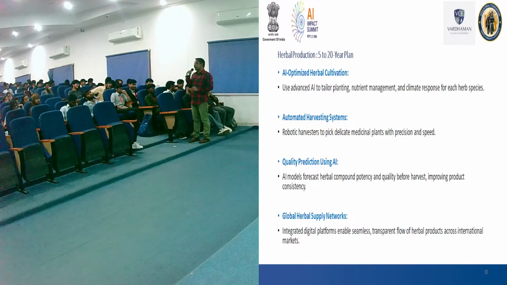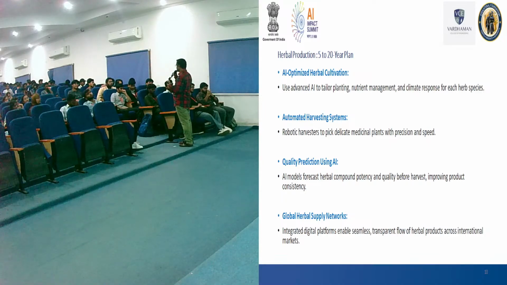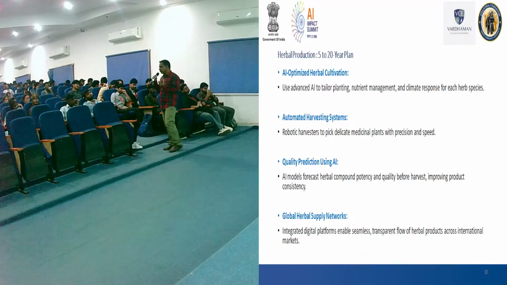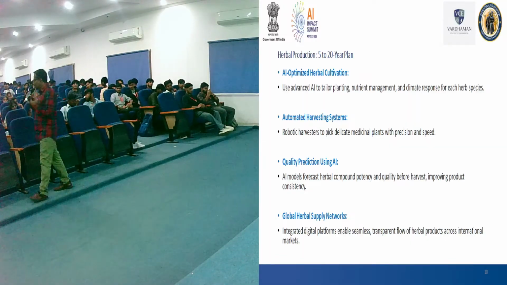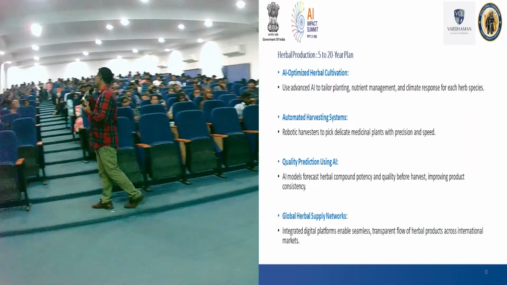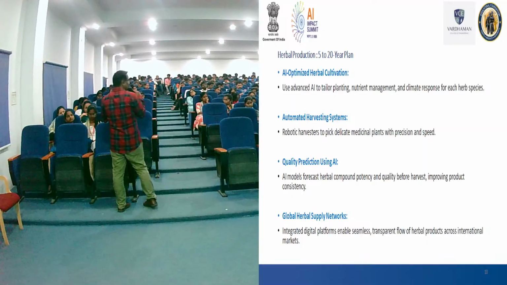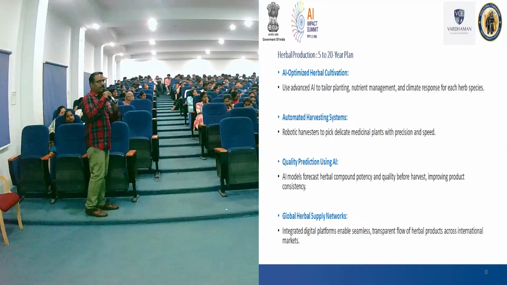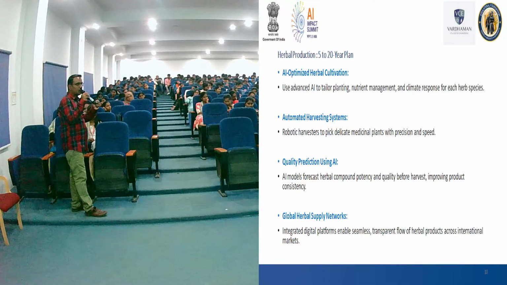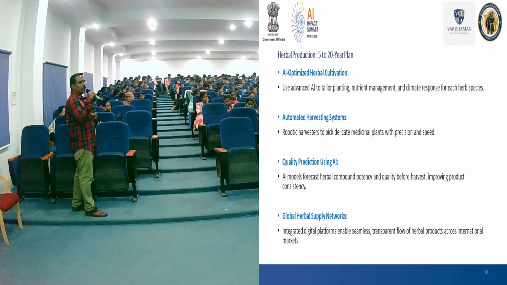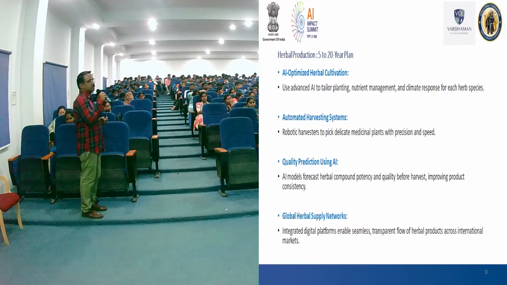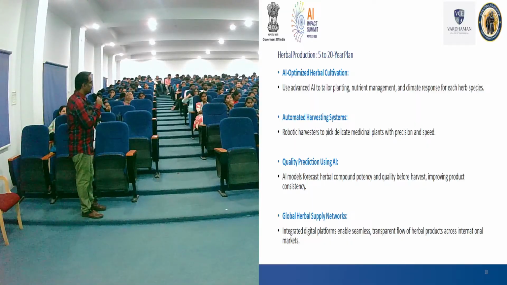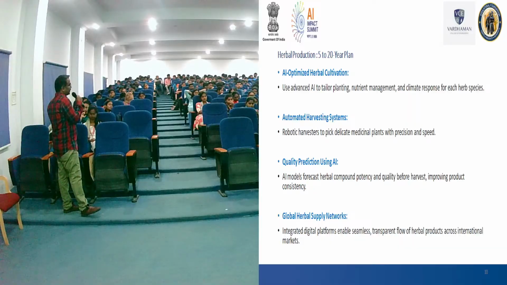Quality predictions using AI. After cultivation and harvesting, you check the quality: how much comes to society, how many products can be produced, how much chocolate, how many minerals and vitamins are contained. Those points we can easily predict using AI. AI models forecast herbal compound production and quality before the harvest, improving product consistency. So it helps to improve the quality.